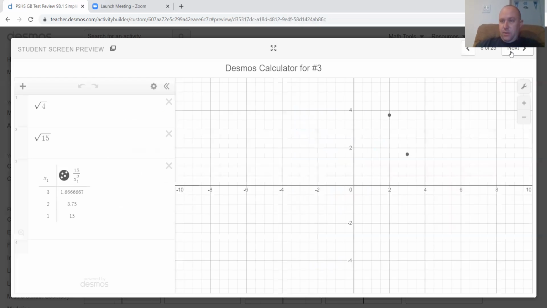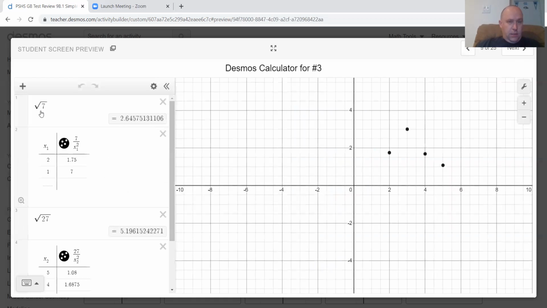7 and 27 are my next two. So square root of 7 gives me a decimal again. So I created my little table, did 7 divided by x1 squared. Luckily for these, they're fairly short tables, so they don't take too long for us to do. Typed in 2, didn't work. Typed in 1, I got my two whole numbers. But notice it's still the square root of 7. So square root of 7 does not simplify.